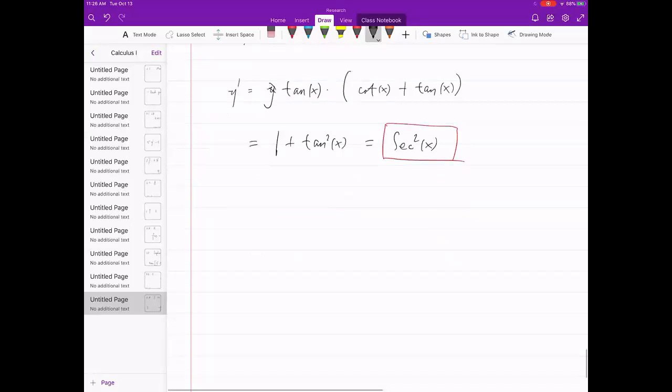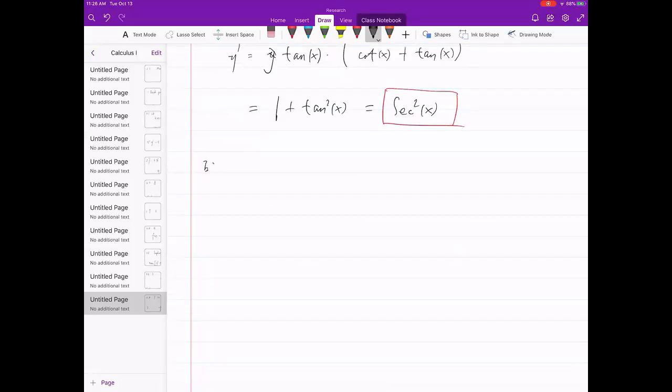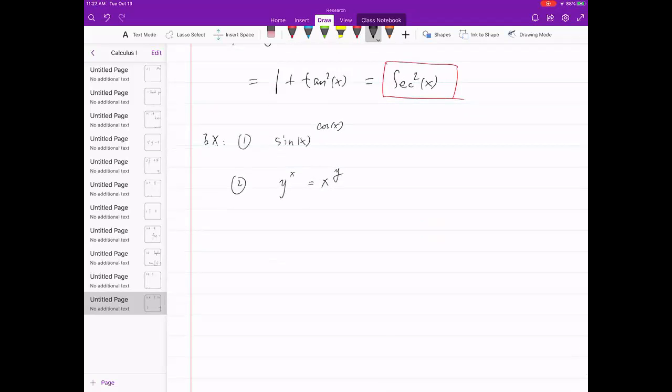Cool. With all that in mind, let's just try some examples all together. Sin x to the power of cosine x, that's number 1. Number 2, y to the x equals x to the y, which is something we don't even know how to draw, but we want to find y prime. Number 3, okay. Let's do all these in class, one after another.